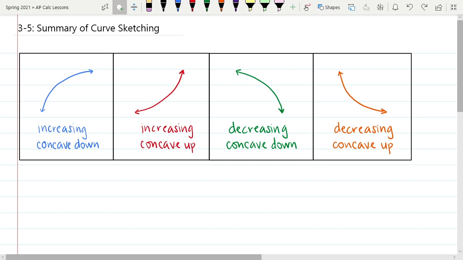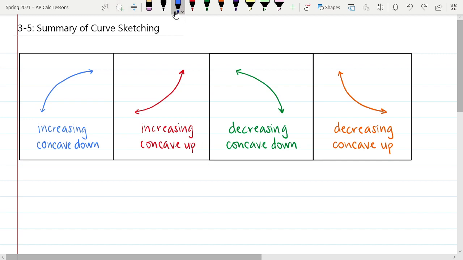So first, just like I summarized at the end of yesterday's lesson, I've got these 4 different behaviors in terms of the shapes of the graph. For this first one in blue, we've got increasing and concave down. In red, increasing and concave up. In green, I have decreasing and concave down. And in orange, I have decreasing and concave up.